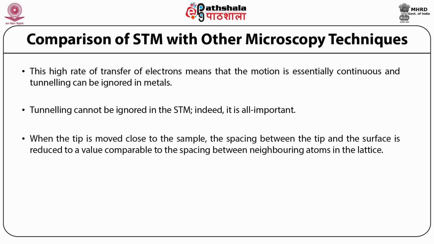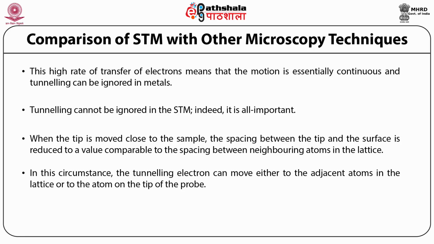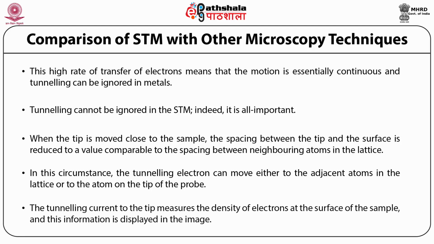When the tip is moved close to the sample, the spacing between the tip and the surface is reduced to a value comparable to the spacing between neighboring atoms in the lattice. In these circumstances, the tunneling electron can move either to the adjacent atom in the lattice or to the atom on the tip of the probe. The tunneling current to the tip measures the density of electrons at the surface of the sample, and this information is displayed in the image.